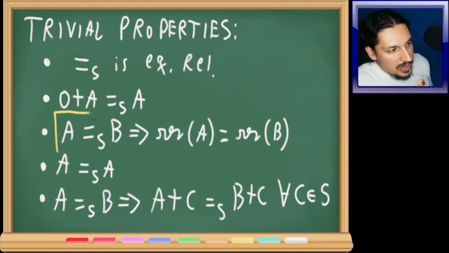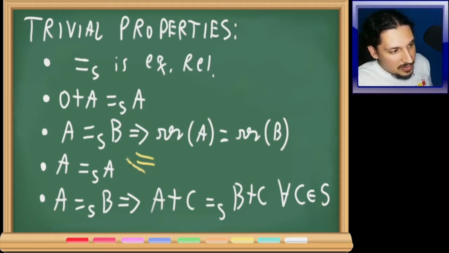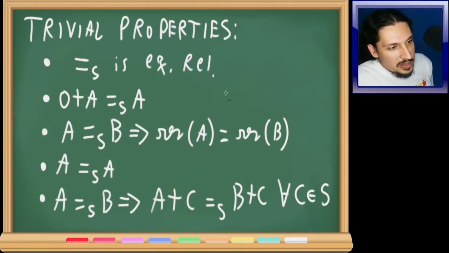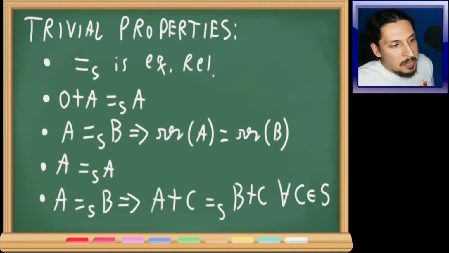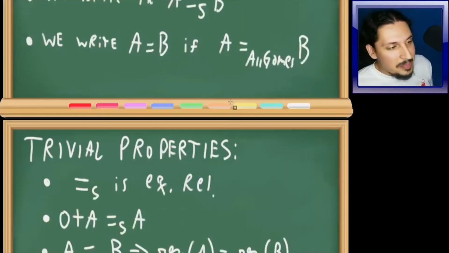If you have two games that are equivalent, they have the same result. The backwards implication is not true. Being equivalent is much stronger than just having the same result. I mean, not any two games with the same result will be equivalent. That is totally false. But if two games are equivalent, then in particular they have the same result. This is easy to see because if you put C equals 0, then they have to have the same result.